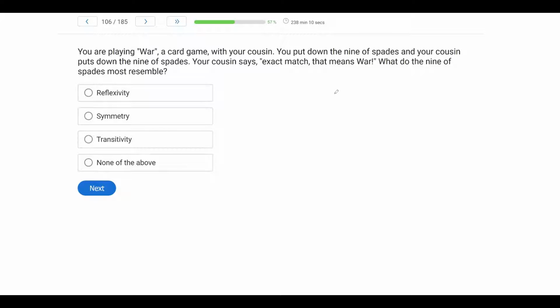All right, so we're always going to attack the question first. We never jump straight to the answer choices. In this case, it's one of those rare exceptions where the answer choices are going to help you identify what it is you're looking to answer, because the question, what do the nine of spades most resemble, can mean a bunch of different things. So if we're looking at what we know from the question, we know you're playing this card game. You put down the nine of spades. Your cousin puts down the nine of spades. They say exact match. So the 9 equals 9, or A equals A.